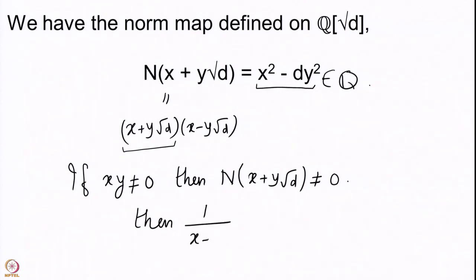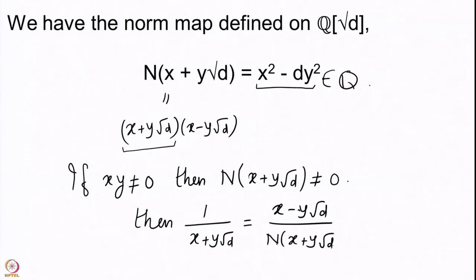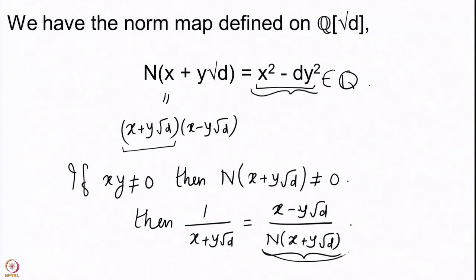1 upon x plus y root d is nothing but x minus y root d upon the norm of x plus y root d. We have noticed that this is a rational number, of course, x square minus d y square, and it is not 0, so you can divide by it. You can always divide by a rational number and be in the set of rational numbers. So you will divide x by this rational, you will get a rational, you will divide y by that and you get a rational.